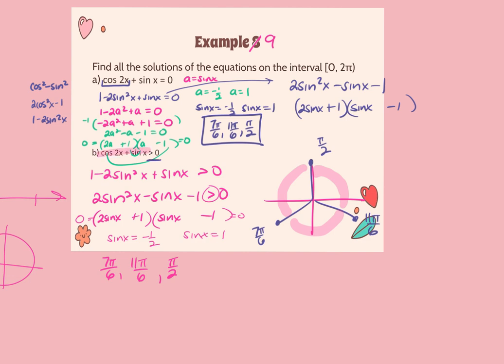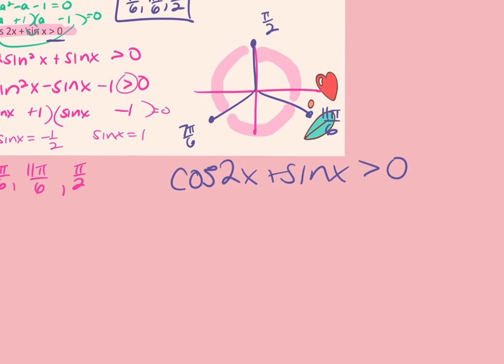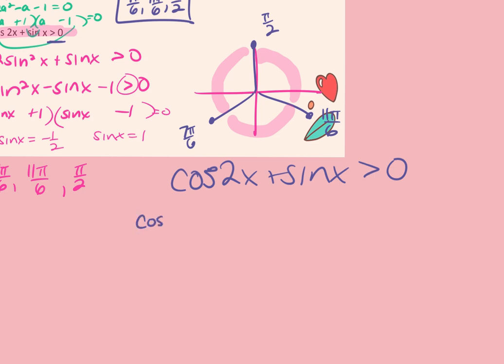We're plugging it into the original statement. So cosine of 2x plus sine of x is greater than 1 is what we're going to test it out in. So cosine of 2 times 0 plus sine of 0 is greater than 0. And I get cosine of 0. What's cosine of 0?